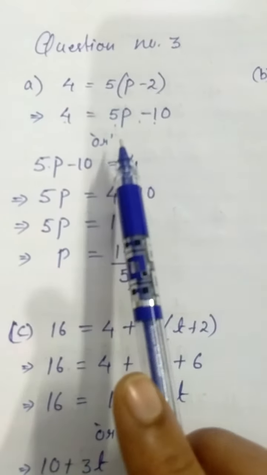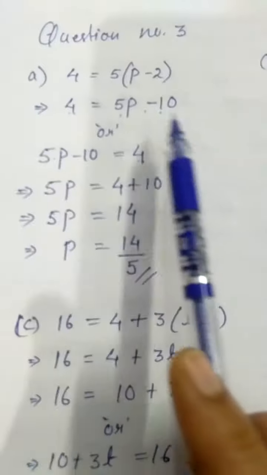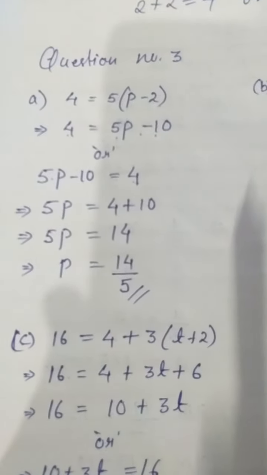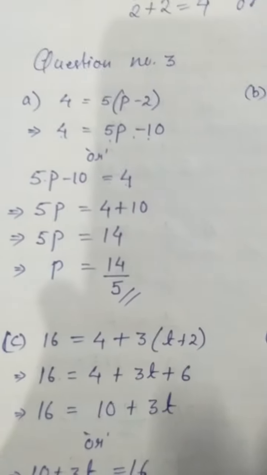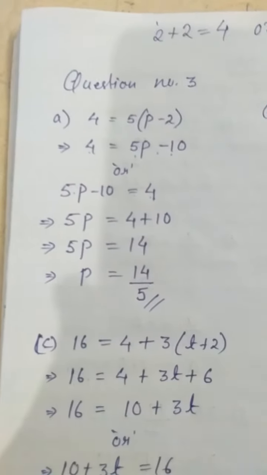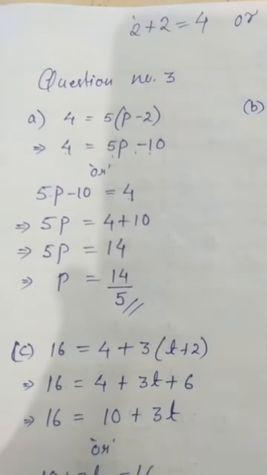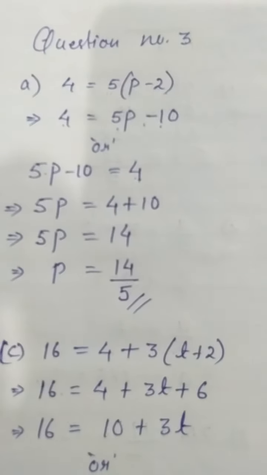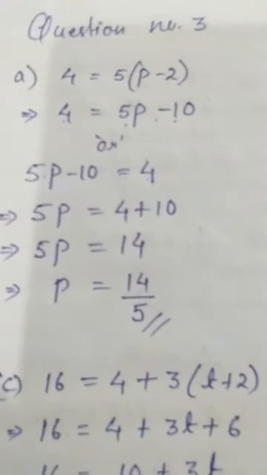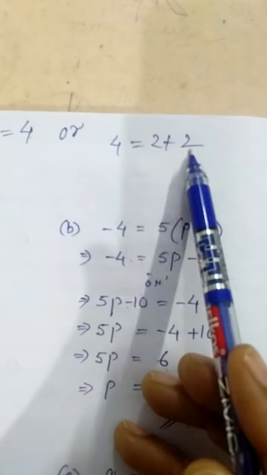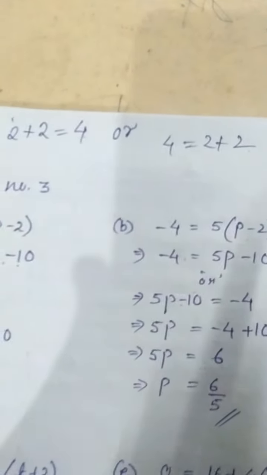Children, don't think that we are changing sides so sign will change. No, we are not bringing from here to there. We are supposing that the whole left hand side together we are moving towards right hand side, and whole right hand side together towards left hand side. So there won't be any change in any sign. Okay, I have given you this example. 2 plus 2 is 4, or you can write 4 is equal to 2 plus 2. It is same children. So now solving of equation.